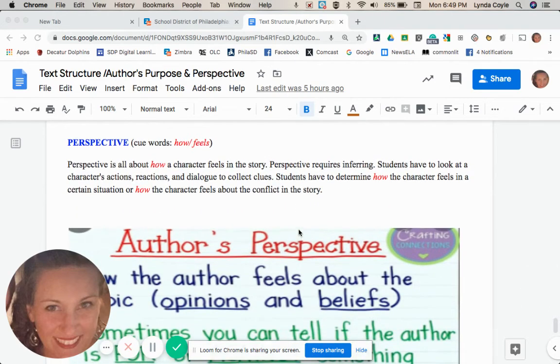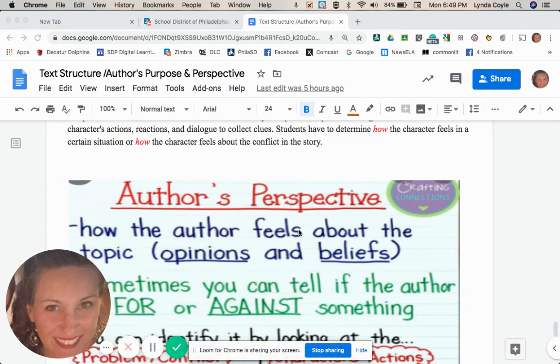Perspective is about how a character feels in the story. So point of view is who is talking in the story, but perspective is how they feel. Perspective requires inferences, and students have to look at a character's actions, reactions, and dialogue, the way they talk, to collect clues. Students have to determine how a character feels in a certain situation, or how the character feels about the conflict in the story. So it's really about feeling.